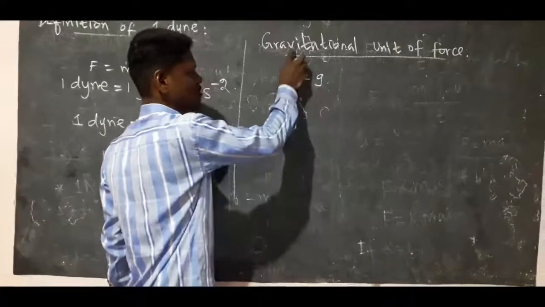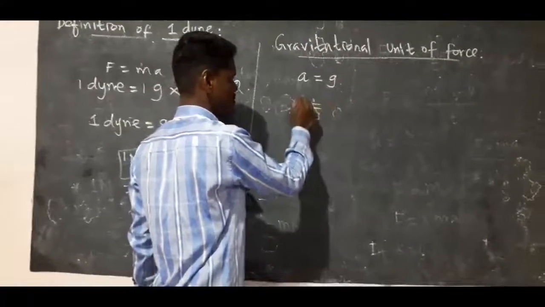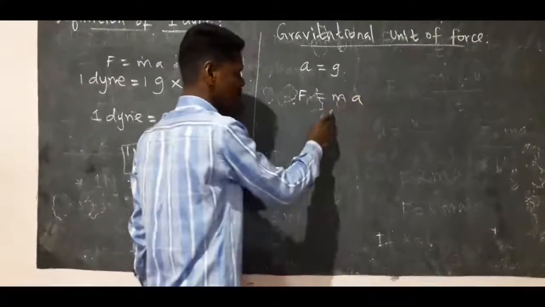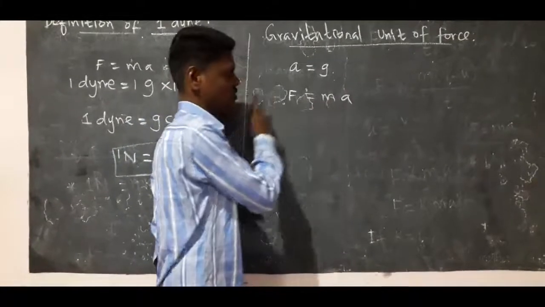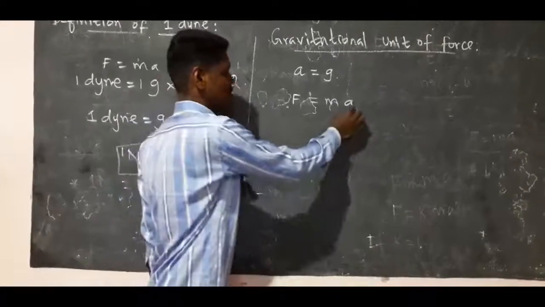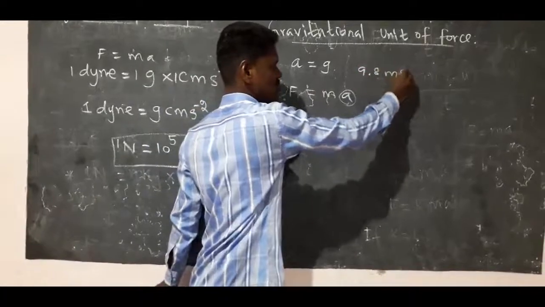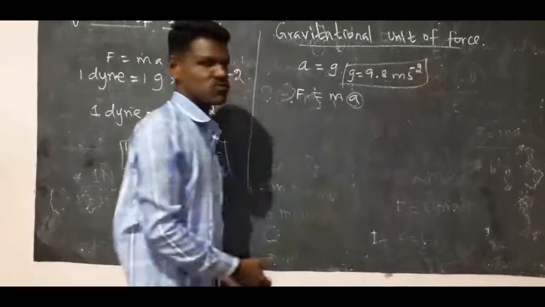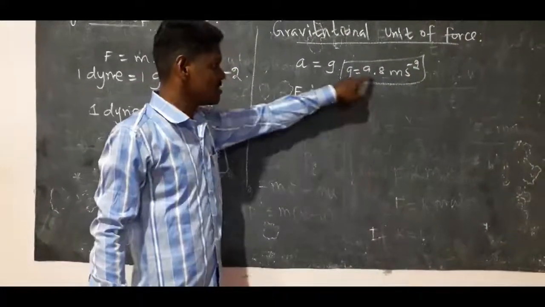So here the gravitational unit of force. For 1 kilogram of force we have to write F is equal to m into A. For a 1 kilogram body or object to produce an acceleration of 9.8 meter second minus 2, this is the acceleration due to gravity, the value of g. So this we already know: 9.8 meter second minus 2 is the acceleration due to gravity.